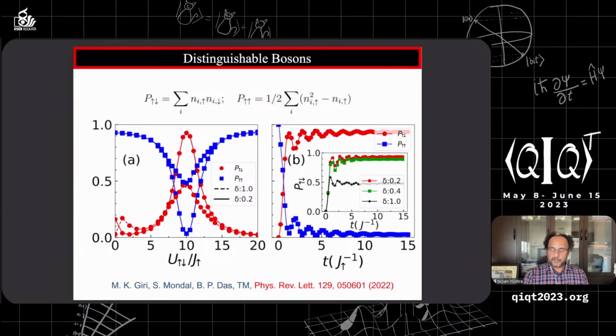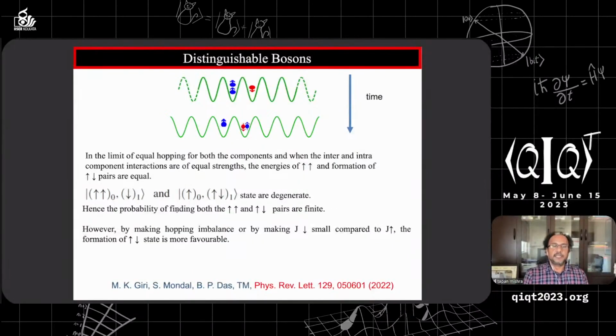So you can clearly see here when delta equal to 1, at this point, both these pairs have equal probability at the center. But as soon as you make this hopping imbalance, or you create a J down small compared to J up, the formation of the up down state is more favorable because the up down pair favors minimizing the energy of the entire system. So when there is a hopping imbalance, the up down pair is more favorable in the system compared to the up up pair. One of the states, this state, is more favored when hopping imbalance is introduced.